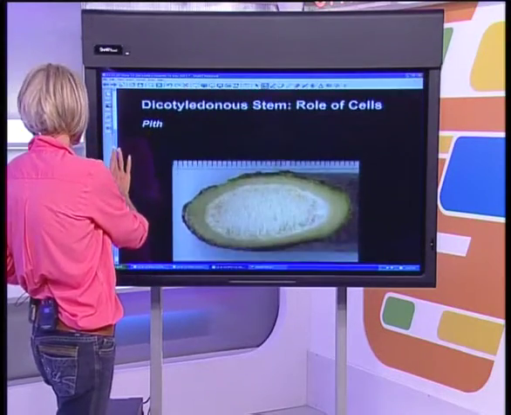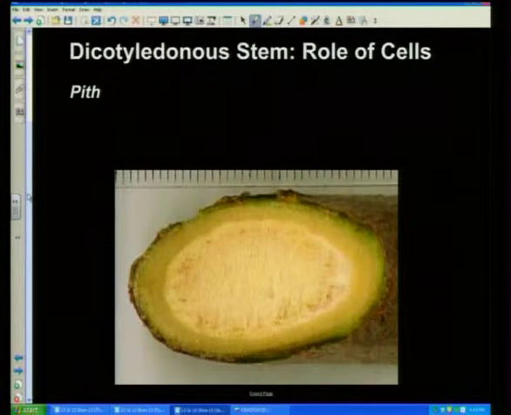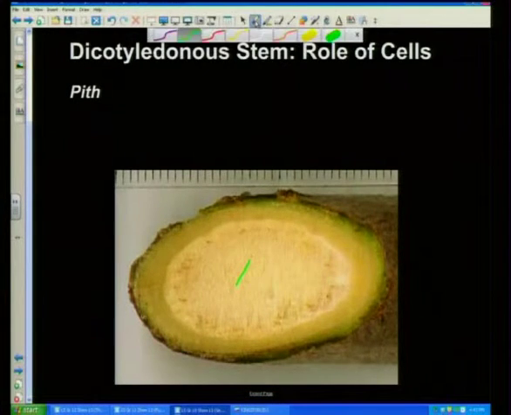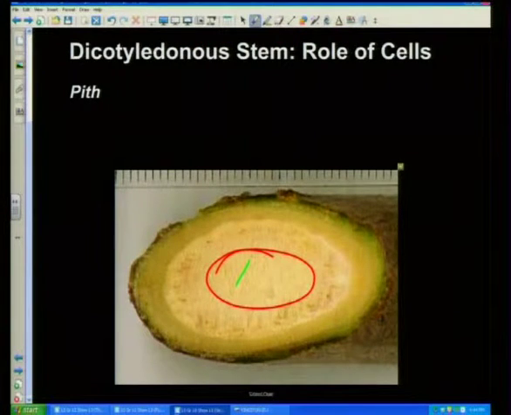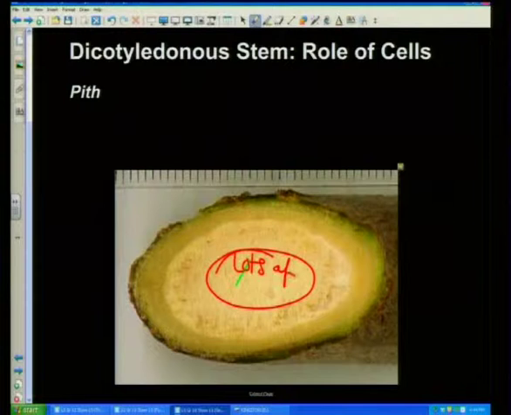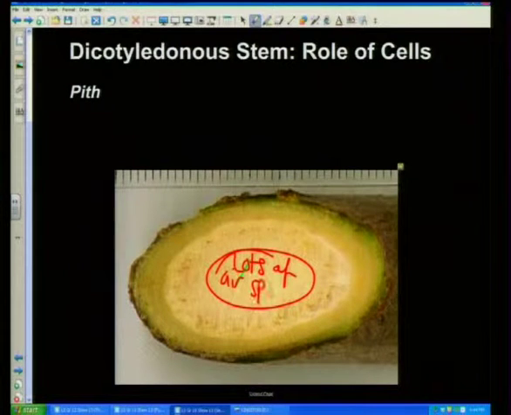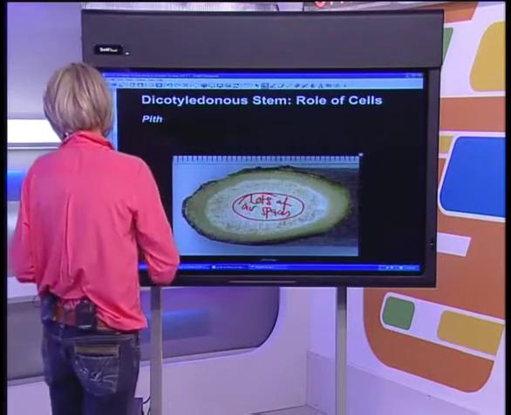This is what the pith looks like. I got a picture. And if you look at this here, can you see the very definite circle and all these cells in here? Let's get another color. All the cells in this region here, they're coarse, and there are lots of air spaces because their function is not for anything other than the air spaces. All right.